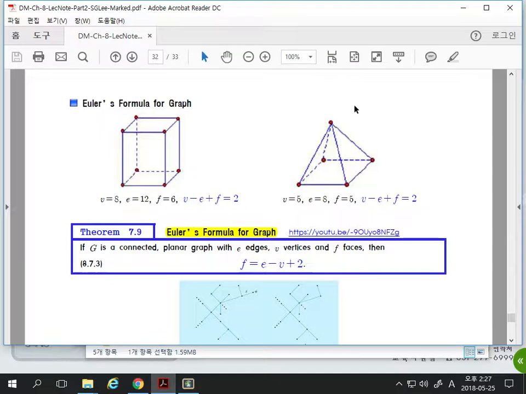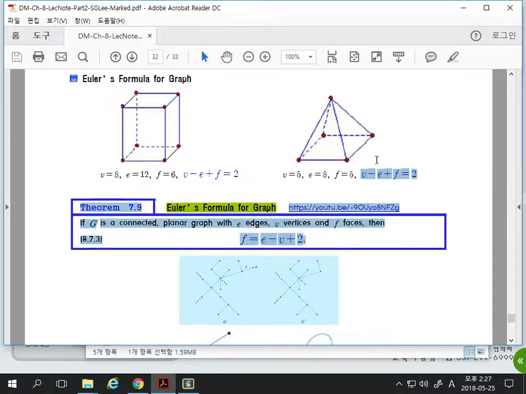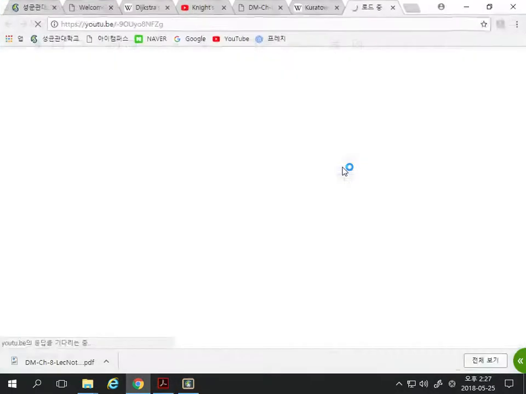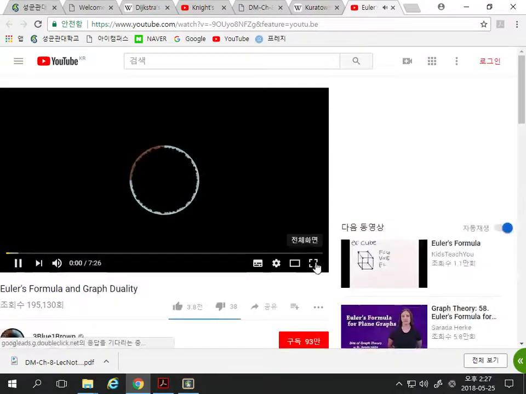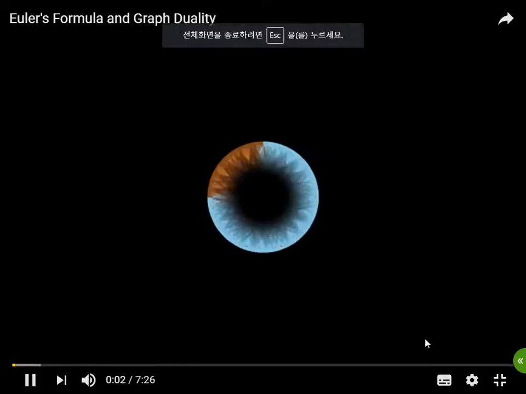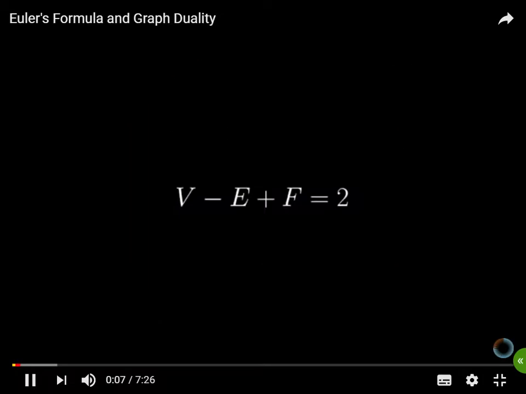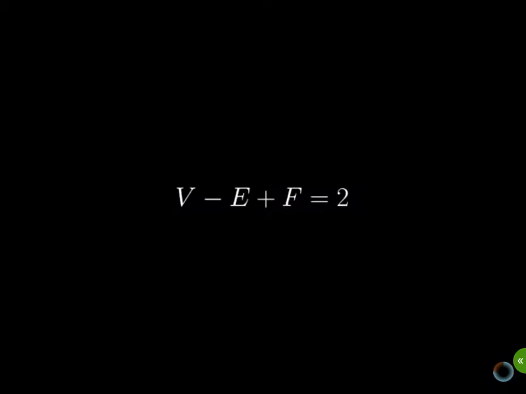As you see here, for this graph, it always satisfies this Euler's formula. This graph also. So the Euler's formula for graphs, you can listen to it. There are lots of explanations. In my video on the circle division problem, I referenced Euler's characteristic formula, and here I would like to share a particularly nice proof of this fact.